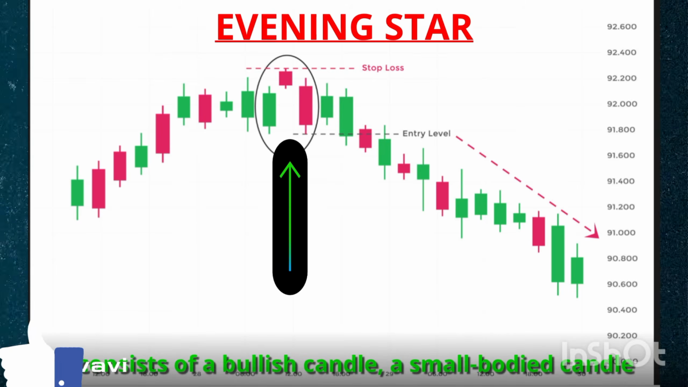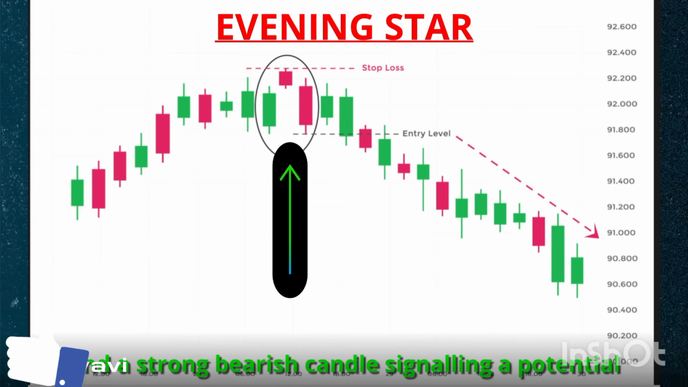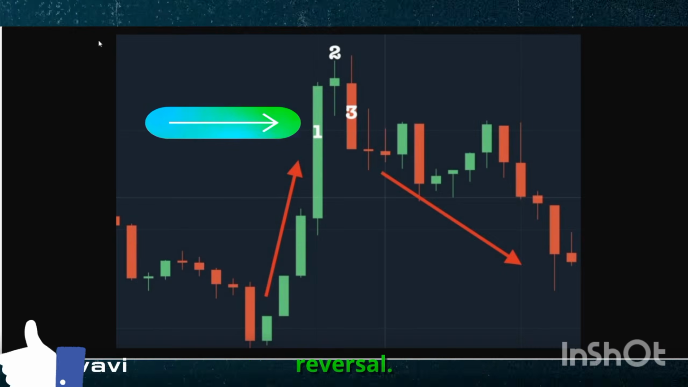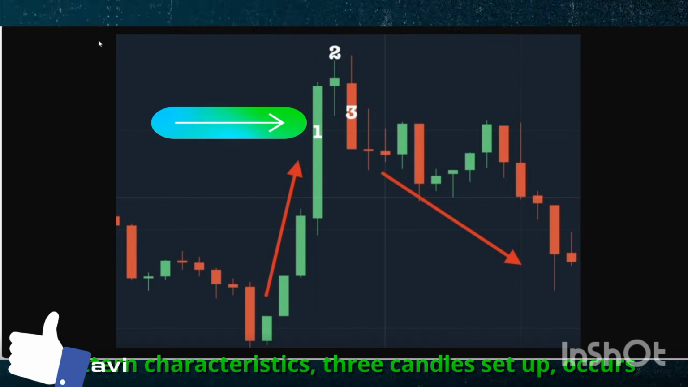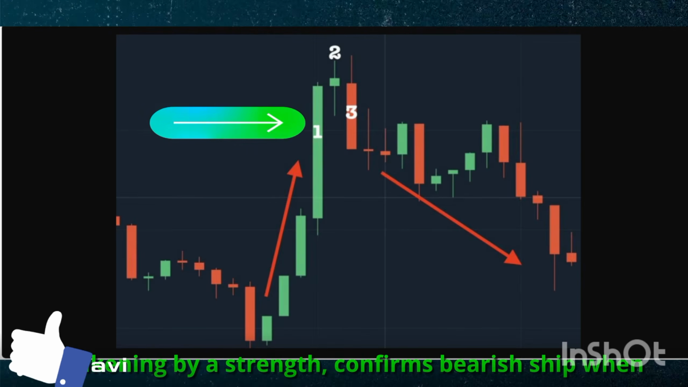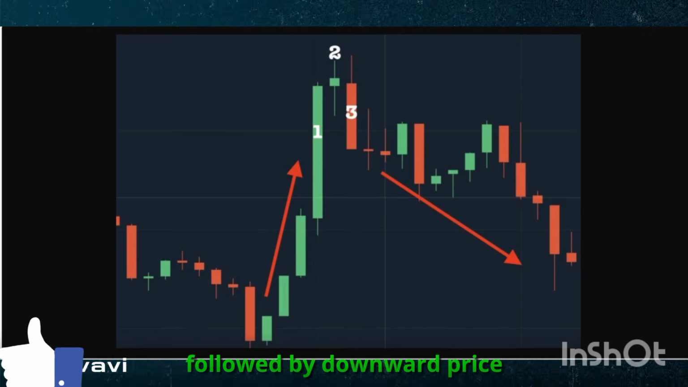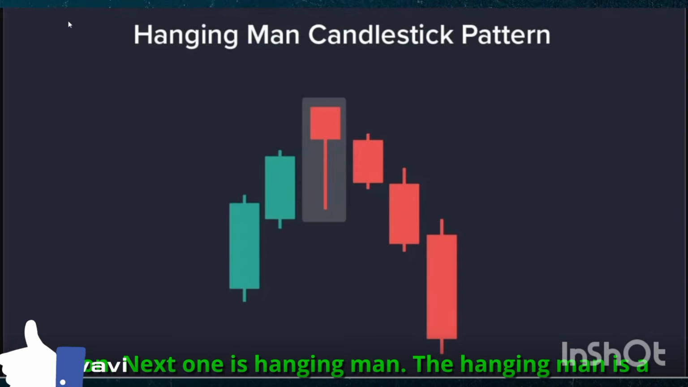It consists of a bullish candle, a small bodied candle showing indecision, and a strong bearish candle signaling a potential reversal. This pattern characteristics: three candle setup occurs after an uptrend, signals weakening buyer strength, confirms bearish shift when followed by downward price action. Next one is hanging man.